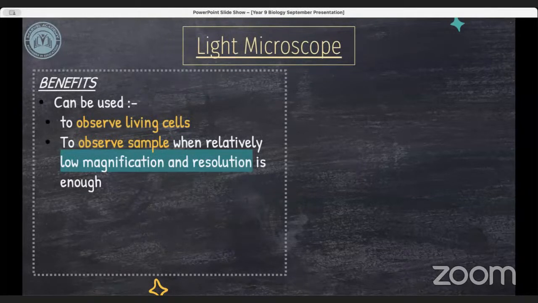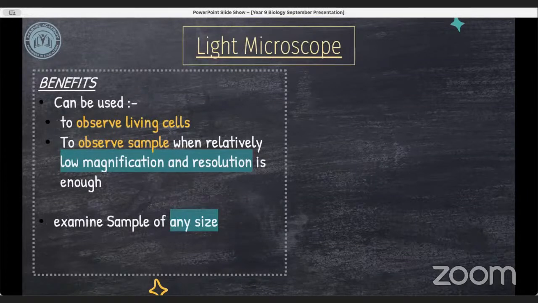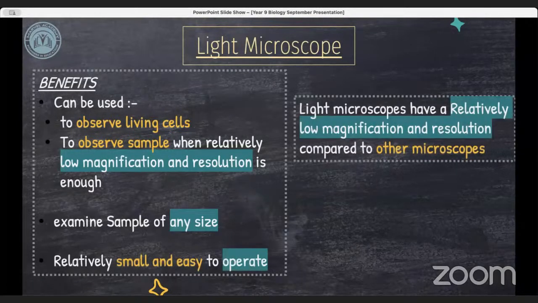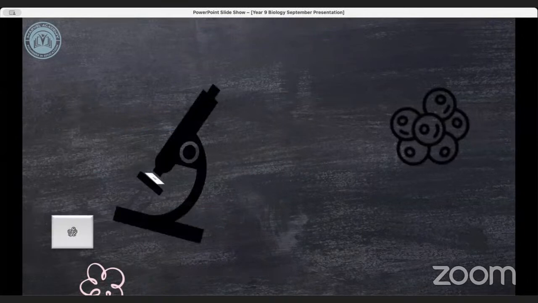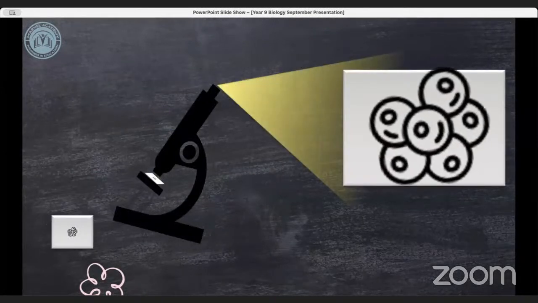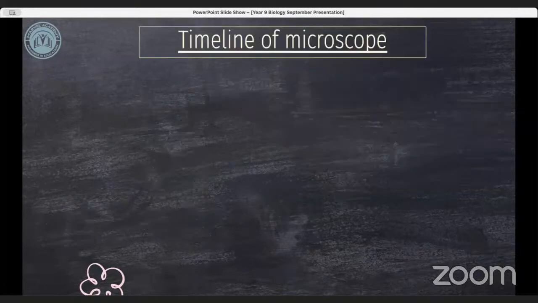Children, the benefit of this light microscope is that it can be used to observe living cells, and to observe samples at relatively low magnification, when we don't need to go for a very extensive magnification. We can use it for samples of any size, and it's small, and the apparatus is portable and can be carried around. This is how it looks when you are magnifying it. The maximum is only 1500.